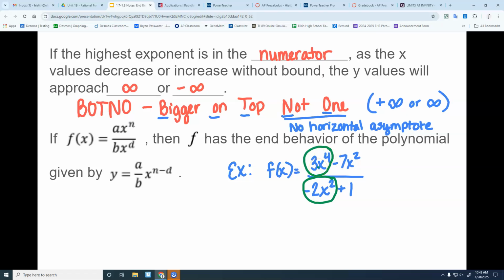So what you're going to do to determine end behavior is take the 3x to the 4th over negative 2x squared, and reduce it. 3 over negative 2 does not reduce, so you're going to get negative 3 halves. And then you've got x to the 4th over x squared. That means you've got 4 x's on the top and 2 x's on the bottom, and those x's can cancel, and it's just going to give you x squared.